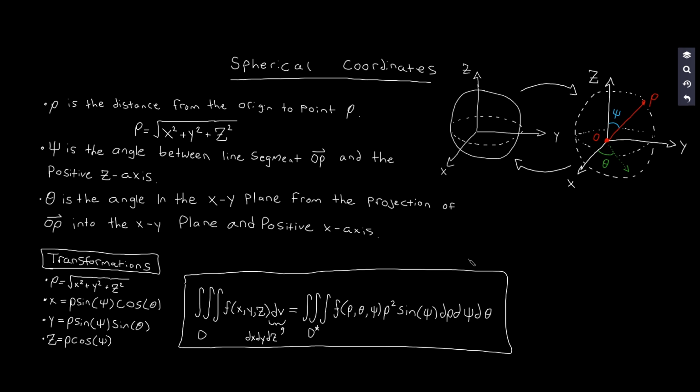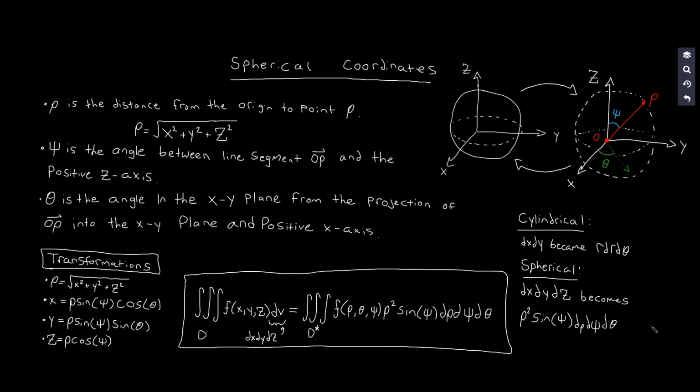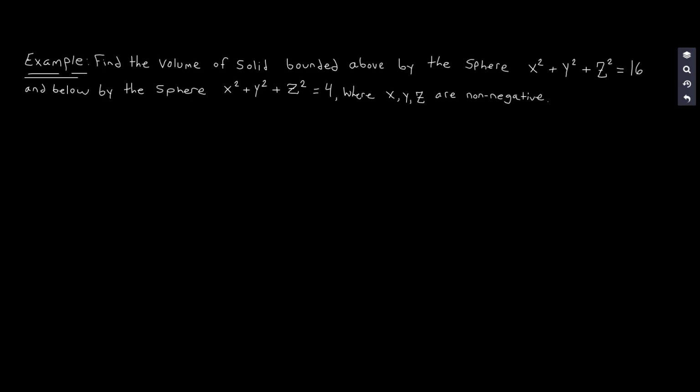Maybe you're familiar with the cylindrical coordinate system. Well, in the cylindrical coordinate system, dx and dy became r d theta. Now for the spherical coordinate system, dx, dy, and dz respectively become rho squared times sine of psi, integrated with respect to rho, psi, and theta. All right, so let's take our new knowledge and try to apply it to an example.